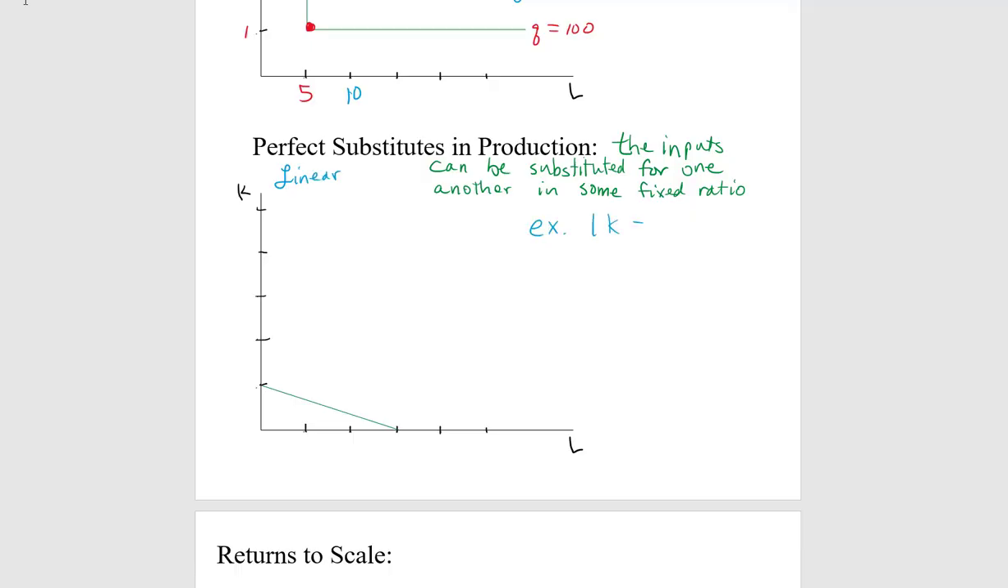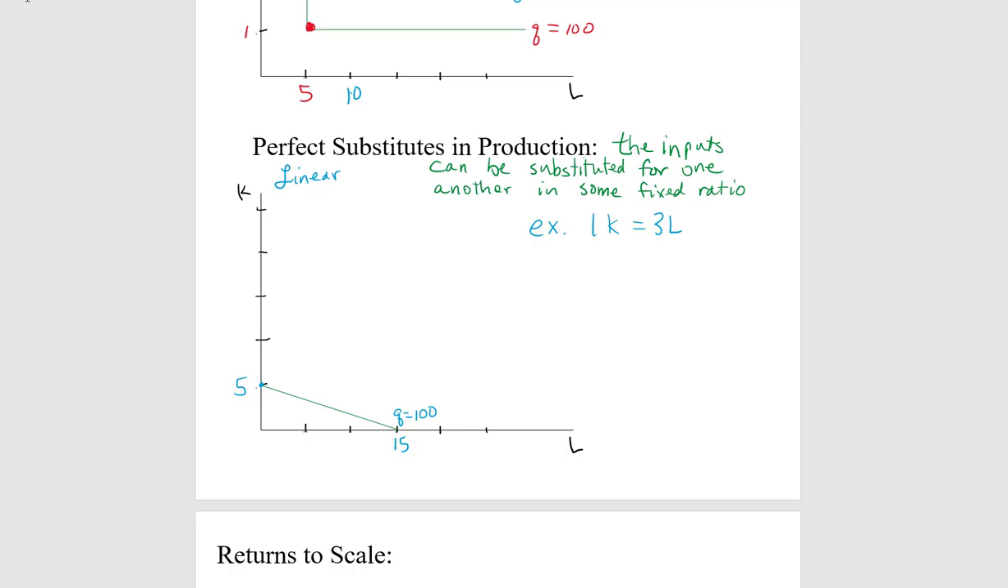Suppose that we could substitute 1 unit of capital for every 3 workers. So this would look like the line below. If we have 15 units of labor and no capital, we could produce some fixed amount of output. Let's call this Q equals 100. If I substitute away from labor completely, I would need 5 units of capital to produce that same amount of output. And there'd be various combinations in between.